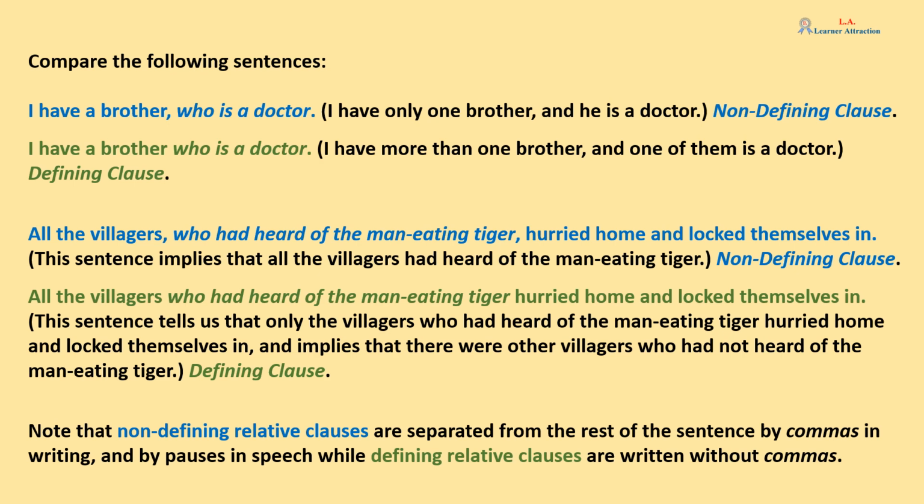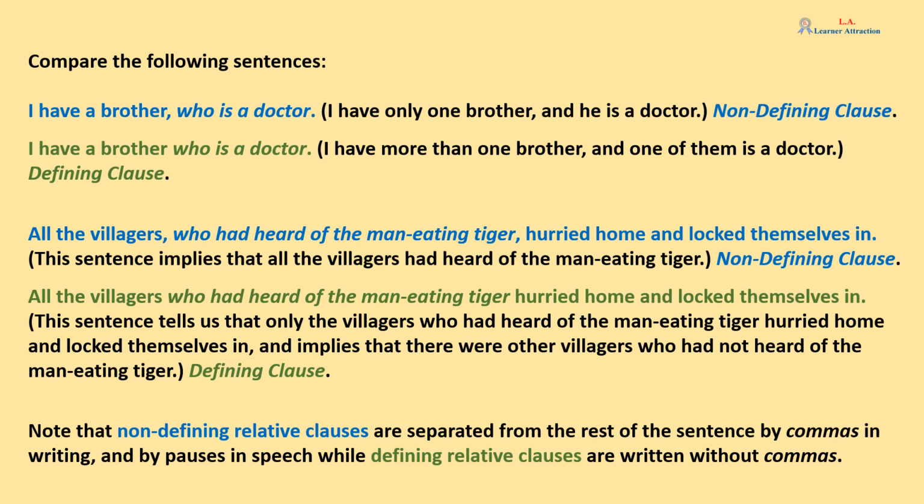Compare the following sentences. I have a brother, who is a doctor. I have only one brother, and he is a doctor. It's a non-defining clause. I have a brother who is a doctor. I have more than one brother, and one of them is a doctor. It's a defining clause.